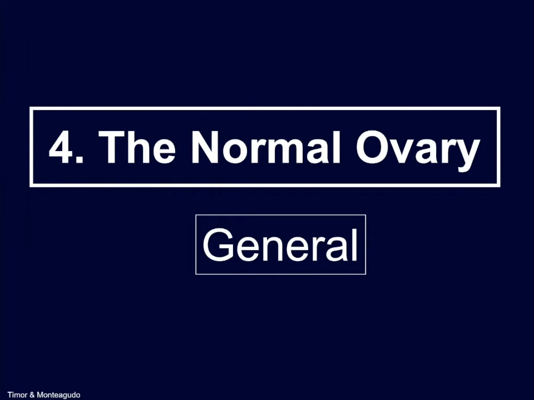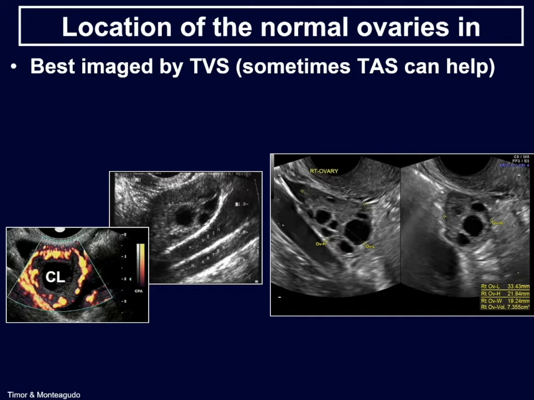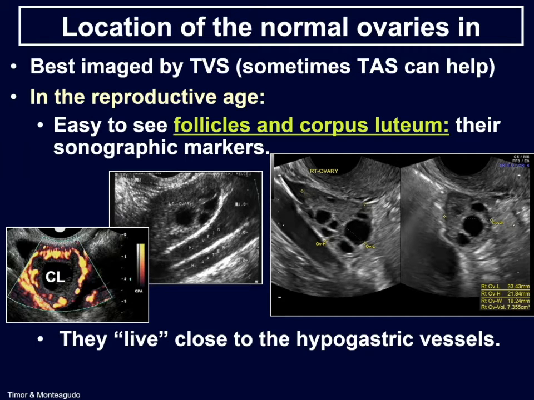Let's talk about the normal ovary. The normal ovary is best imaged by transvaginal sonography. At times, transabdominal can help if the ovaries are really high up above the pelvis. In the reproductive years, it is easy to see follicles and the corpus luteum and their sonographic markers. Definitely you can see the pictures that I showed you. They live close to the hypogastric vessels. So image the hypogastric vessels, you will find the ovaries.